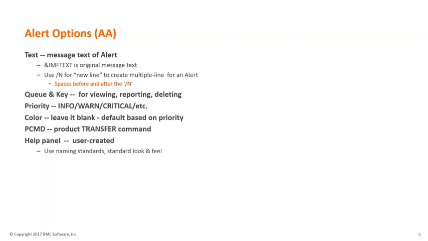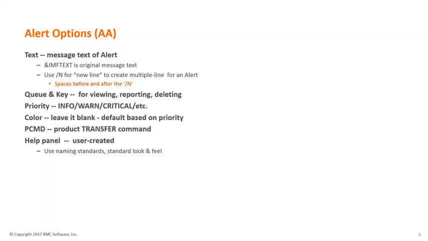Just to revisit some of the fields we've seen in the alert panels: the text is the actual message text of the alert. IMF text is the actual message text that came in to generate the rule, and oftentimes you will repeat that in the text of the alert itself. The queue and the key allow you to manage your alerts by either queues, which are containers to hold your alerts, or keys that allow you to manipulate them in the future. Maybe you want to delete them after certain events occur.